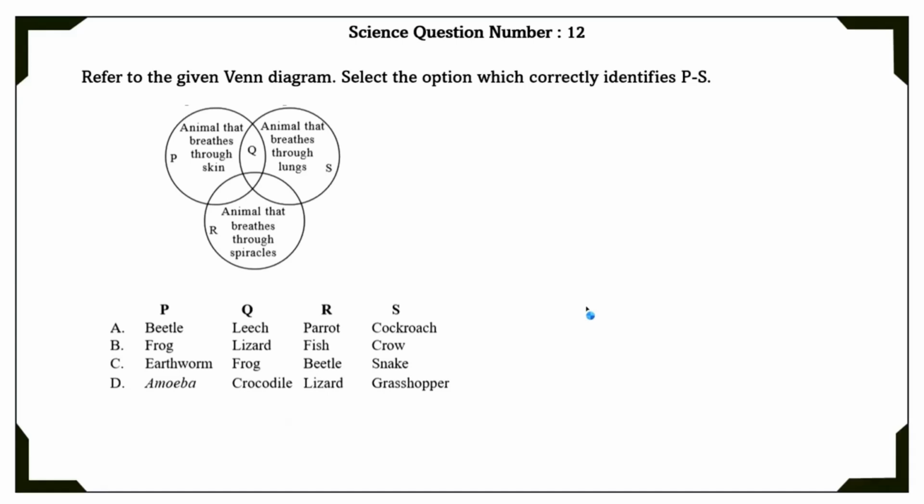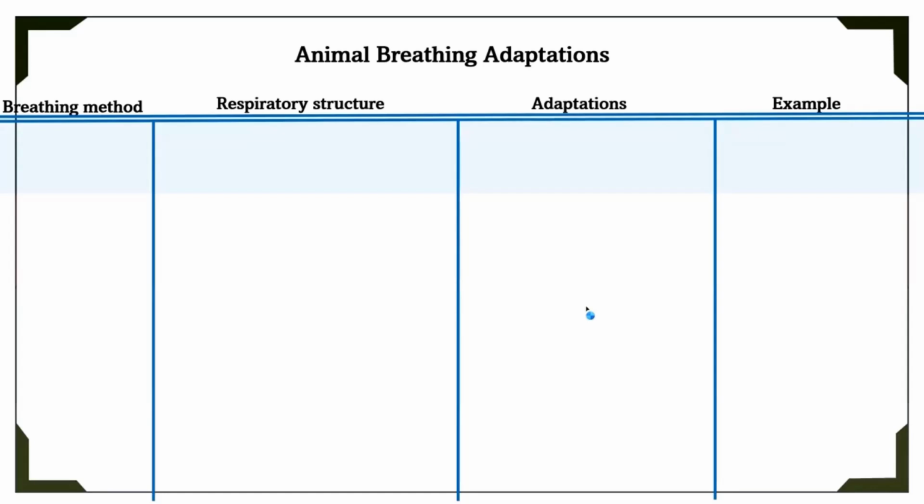Science question number 12. Refer to the given Venn diagram. Select the option which correctly identifies P, Q, R and S. In order to answer this question, we can take information from our animals breathing adaptation video. If you haven't watched that video yet, go check it out.